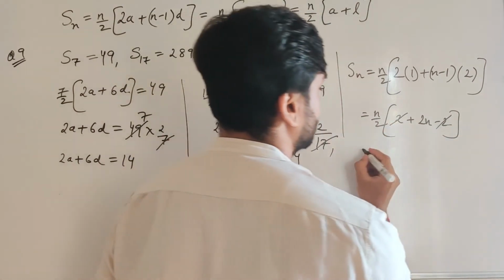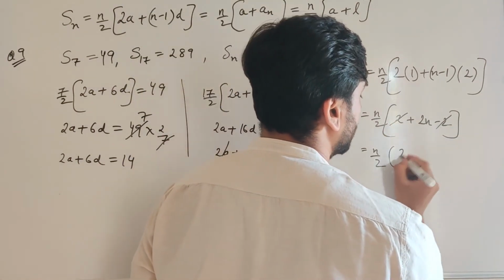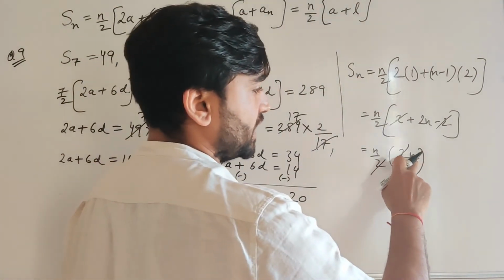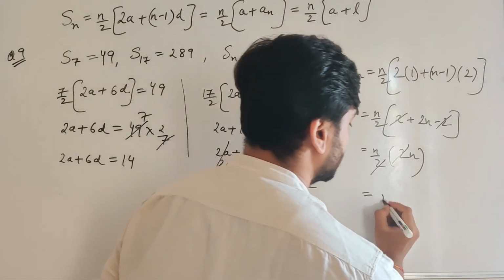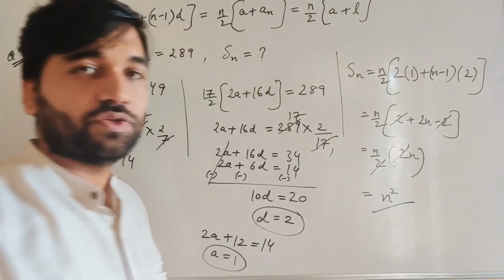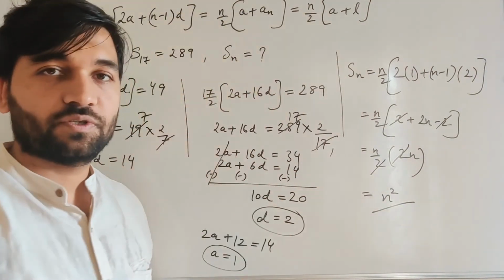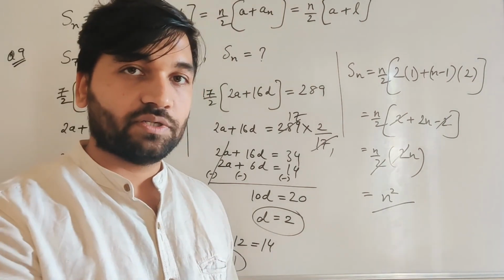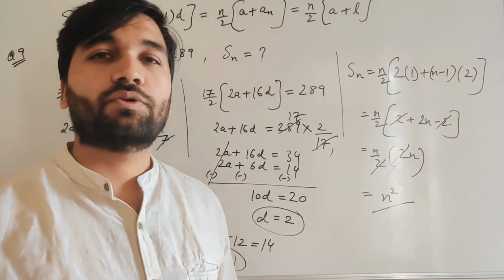So I'm left with just 2n. N by 2 into 2n. This 2 and this 2 cancel out. So this n multiplied by n will give you n square as your answer. So the sum of n terms in this question is equal to n square. We can leave our answer just as n square.